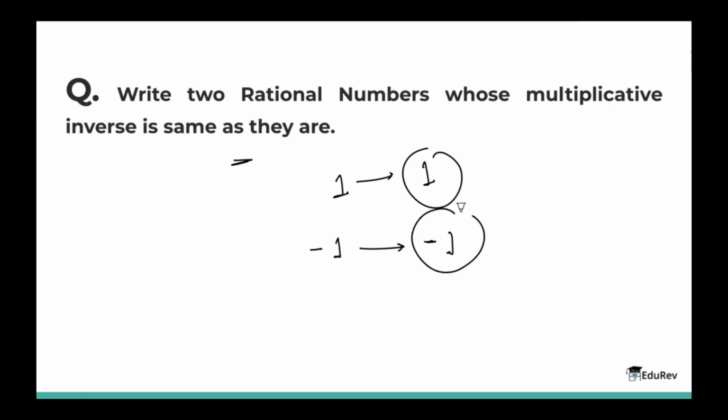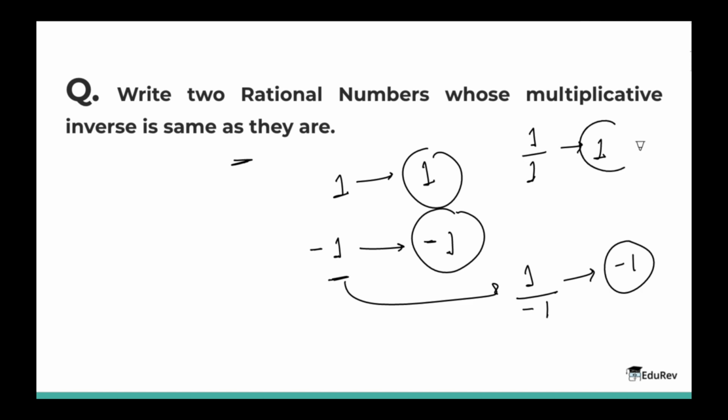1 and minus 1. Here we can see that if I want to do the reciprocal of 1, I can write 1 upon 1, and this is nothing but 1. And if I want to do the reciprocal of negative 1, I can simply write 1 upon negative 1. That is nothing but negative 1. So 1 and negative 1 are going to be the answer to this question. I hope you understood it.